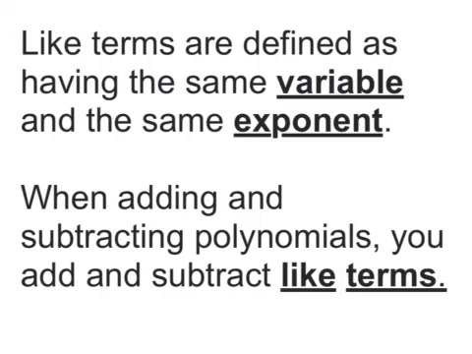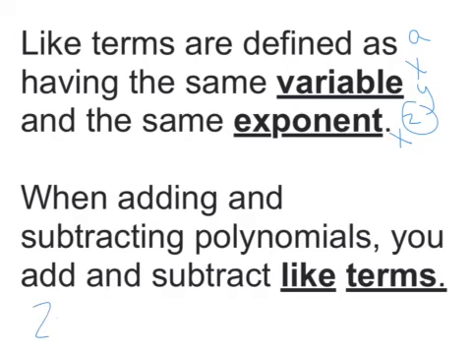So the first sentence on your note says, like terms are defined as having the same variable and the same exponent. So a variable, remember, is something like x, y, a. It's a letter that represents an unknown. And they have to have the same exponent. So if we had x squared, the 2 is your exponent. Then it says when adding and subtracting polynomials, you add and subtract like terms.